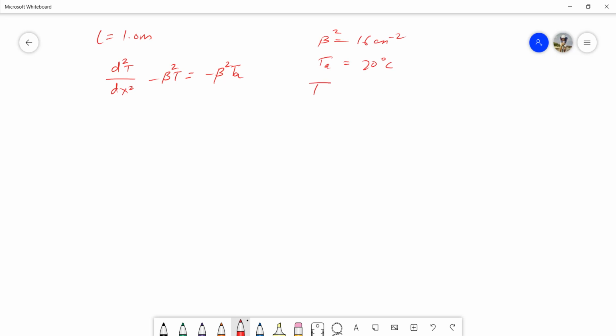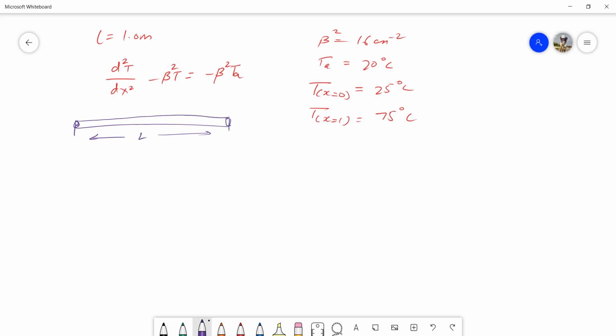Now boundary conditions are given. T at x equal to 0 is given as 25 degrees Celsius, and T at x equal to 1, that is at the other end of the length, is 75 degrees Celsius. So let's say that if this is the length L of a rod, let's say this is the rod and this is x equal to 0, this is x equal to L. So let's divide into three parts. So we need to find out x1, x2, x3, the temperatures T1, T2 and T3 at these points.